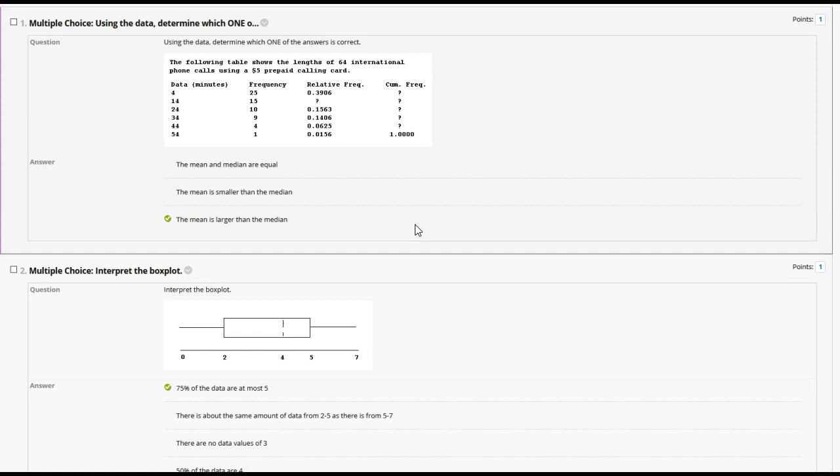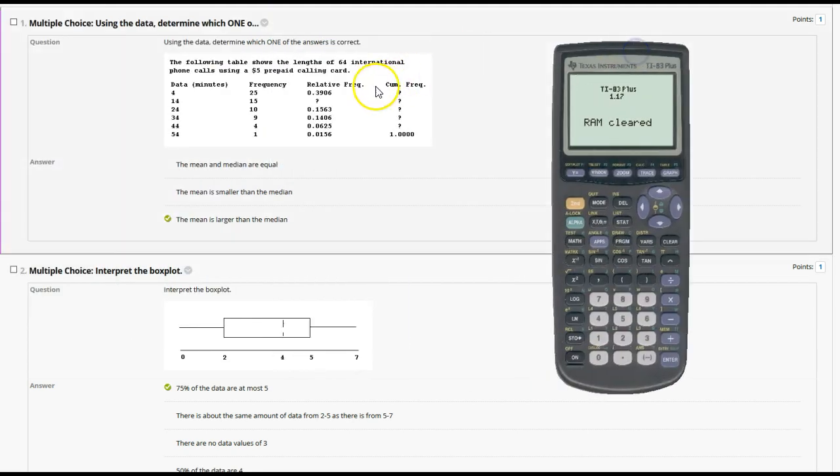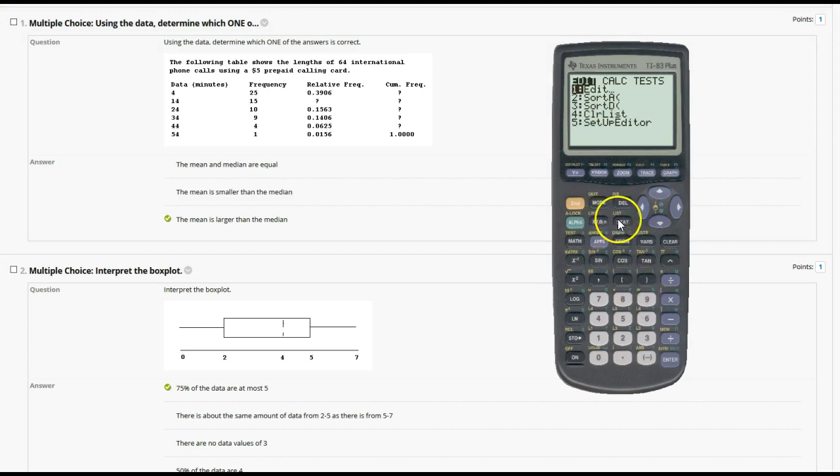In order to answer this one, I'm going to get my TI-83 calculator and I'm going to get the data because it looks like we are comparing the mean and the median. So I'm going to put this data into our table here. So stat and then edit L1: 4, 14, 24, 34, 44, 54. And we'll go over to L2, and the frequency: 25, 15, 10, 9, 4, 1.